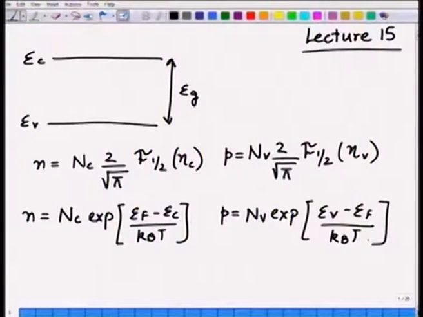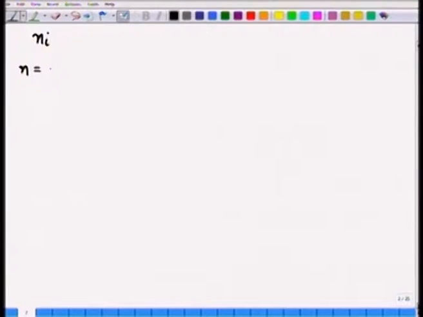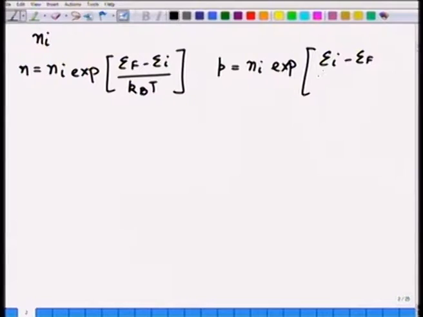Then we also introduced the idea of intrinsic carrier concentration ni. In terms of ni, we could write the same relationship in general, whether the semiconductor is intrinsic or not. We can always write n as ni e to the power (Ef minus Ei) by kBT, and p as equal to ni e to the power (Ei minus Ef) by kBT. So, if we define this quantity ni, then we can write n and p in this form also.